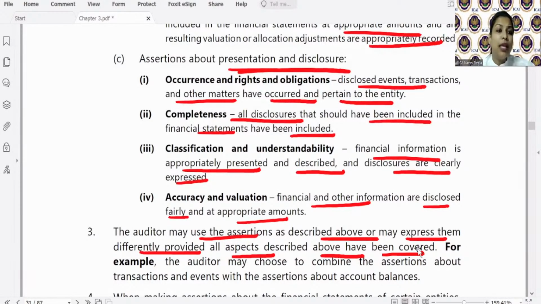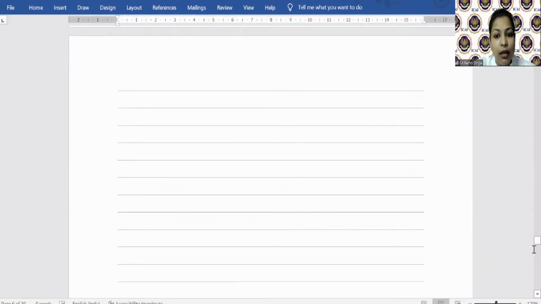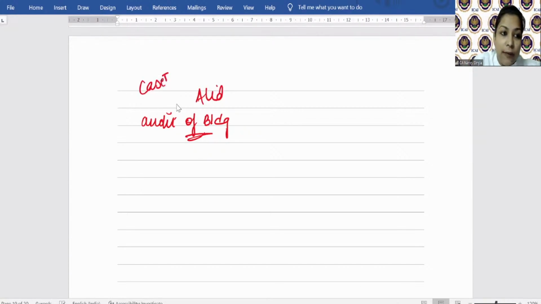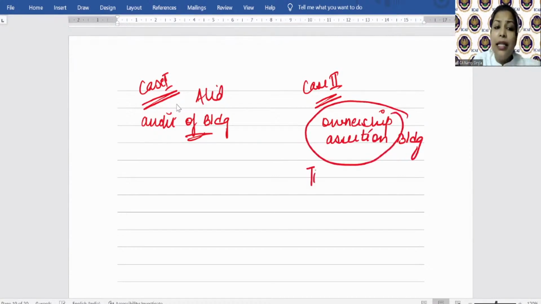Just try to understand. If you are in the audit team of A Limited, right? And if I ask you to go and conduct the audit of building that is appearing in the balance sheet of A Limited, this is case 1. ठीक है. Vis-a-vis, I ask you with respect to case 2 that go and check the ownership assertion of building. अब देखो क्विकली आपके माइंड में आया ना कि टाइटल डीड चेक कर लेते हैं.